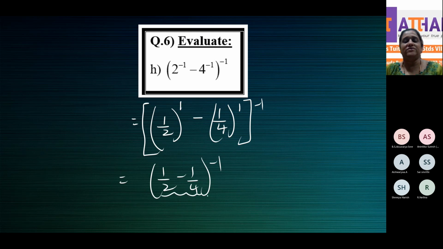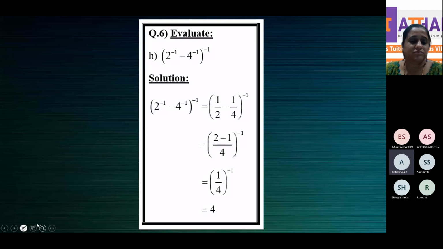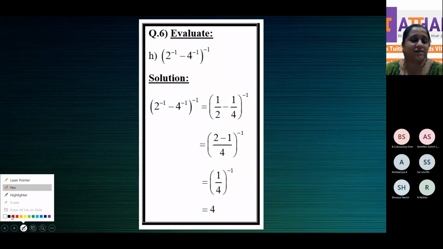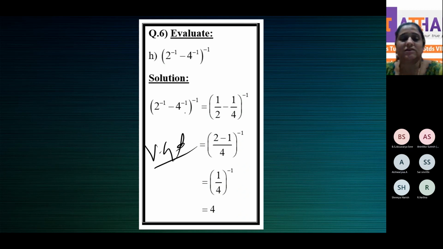Here you need to take the LCM. So it will be 2 minus 1 by 4. Yeah, very good. That will be 1 by 4 to the power minus 1. And the reciprocal will be 4. Very good, girls.